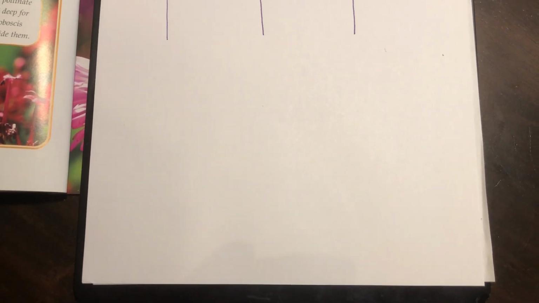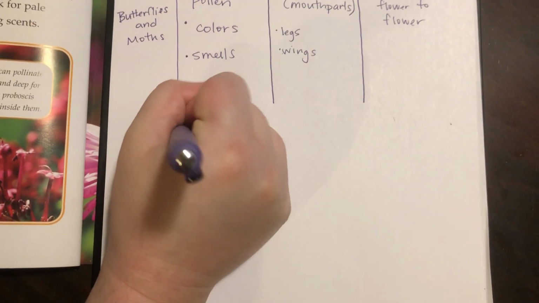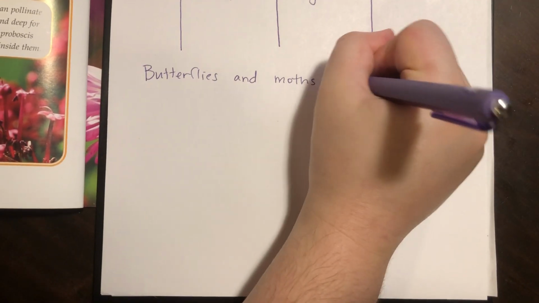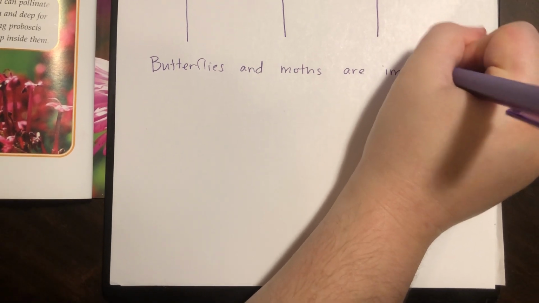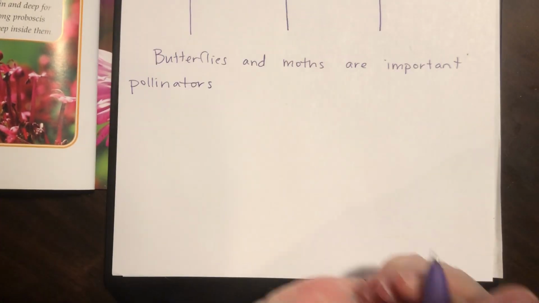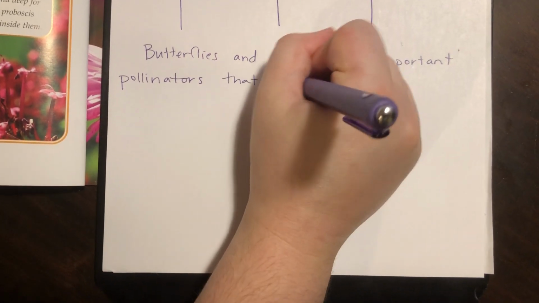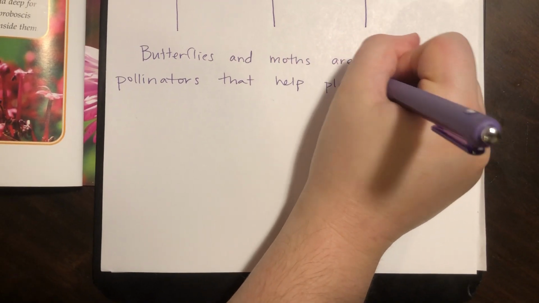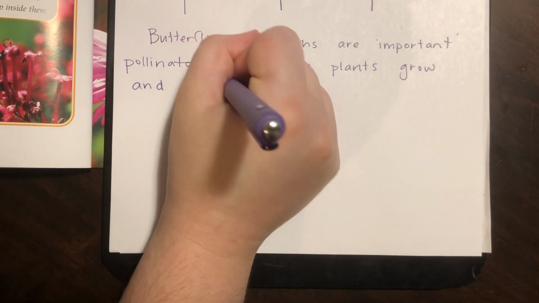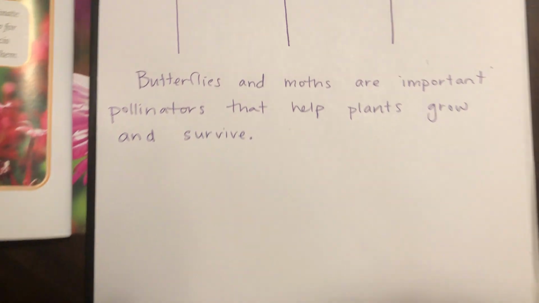The first thing we want to do is name our pollinator and make a connection to the process of pollination. So what should we start out by saying? Yes, butterflies and moths are important pollinators that help plants grow and survive, ending with a period.